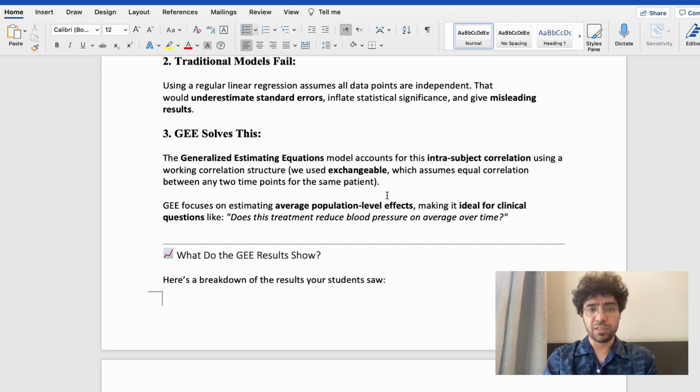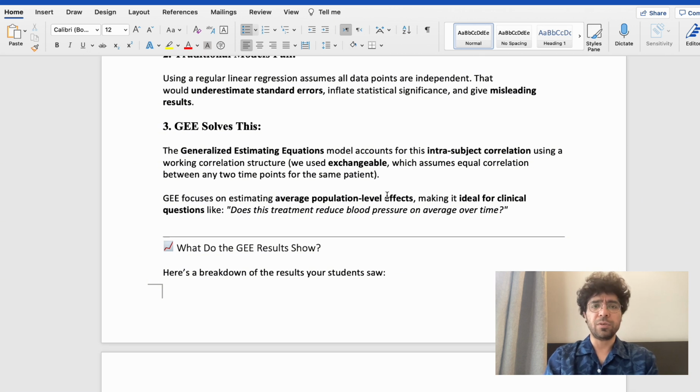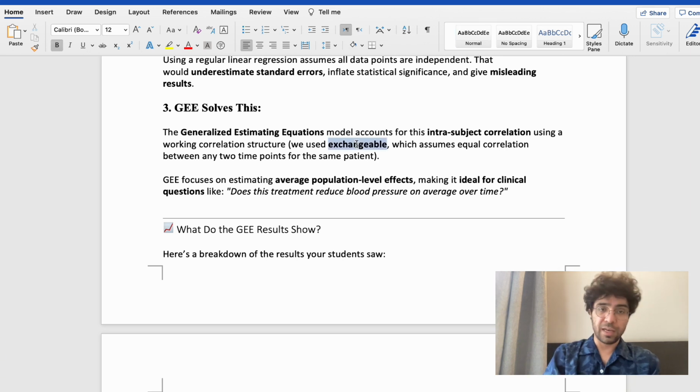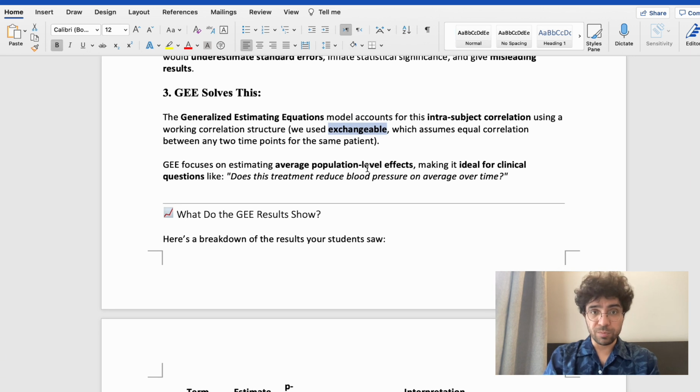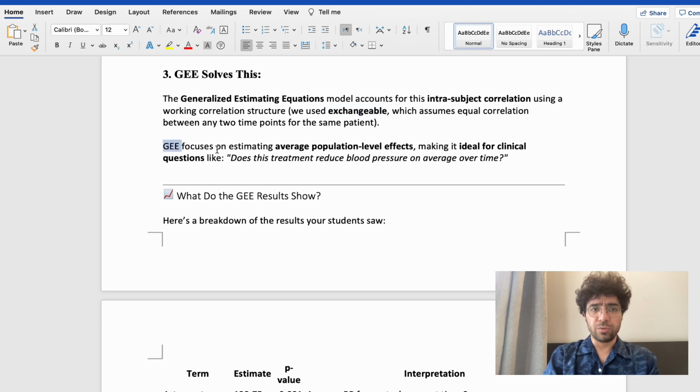The one that we used here was exchangeable, which assumes equal correlation between any two time points for the same patient: time 1 and time 2, time 2 and time 3 in this example. So these are equal. We don't think that this correlation goes down or goes up or is mixed. Sometimes it goes up, sometimes it goes down. So these are exactly the same, first and second, second and third, or any other measurement that we have. So this is the exchangeable correlation that we used.